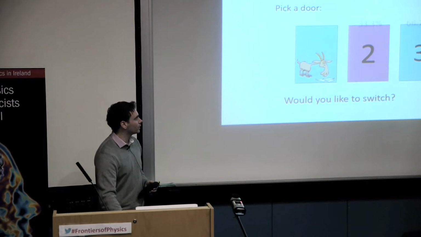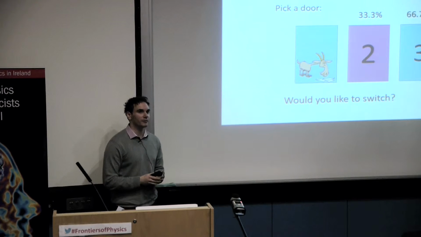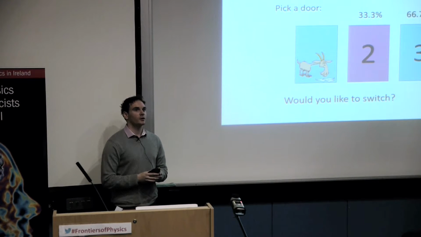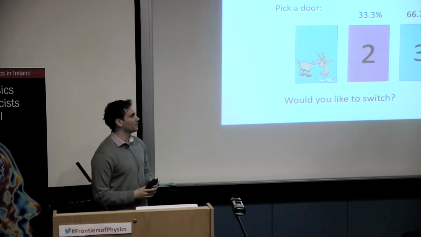Basically, believe it or not, you actually have a 66% chance of winning if you pick door number 3, and you have a 33% chance of winning if you stick. And you've suddenly gone quiet. So that's the anomaly. You're basically saying, Martin, you've gone off your head. You don't make any sense.